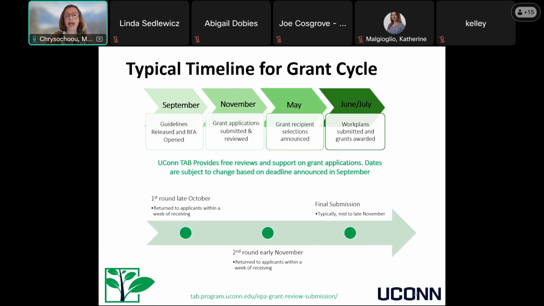And this is the typical timeline for the grant cycle. In September, the guidelines will be released and the RFA will be opened. Typically that happens in the second week of September. The deadline is usually right before Thanksgiving, when the grant applications are submitted and reviewed by the EPA. Selections are typically announced at the end of April or beginning of May. And then finally, in June and July, you will go through negotiation, submit your final work plan, and get your grant started. So it will take you roughly a little bit less than a year to get the money so you can do this work.